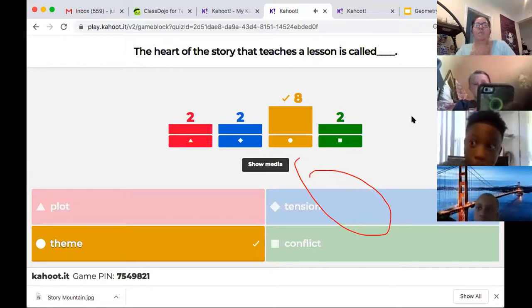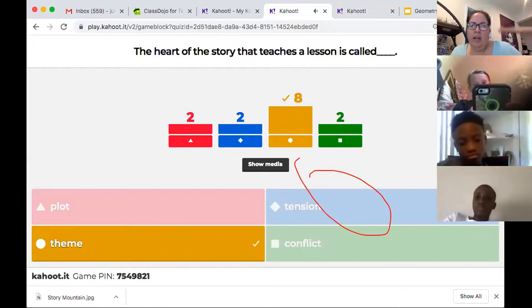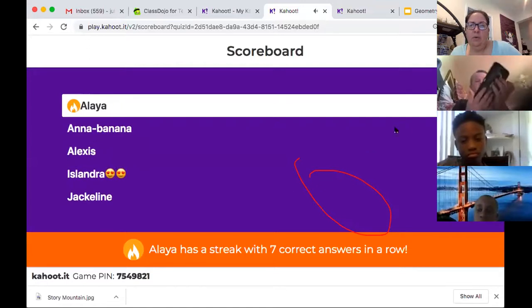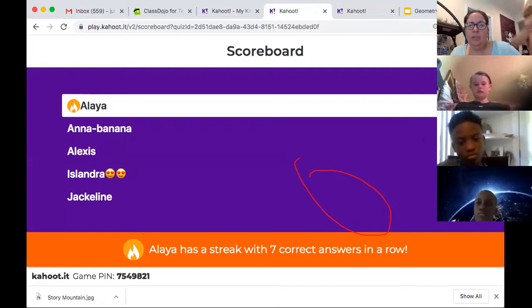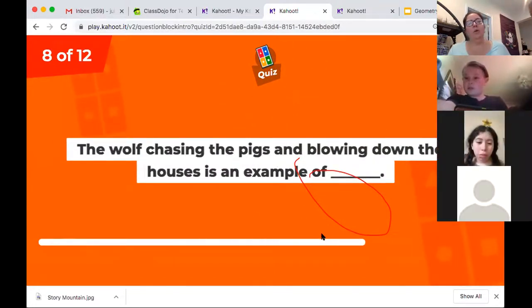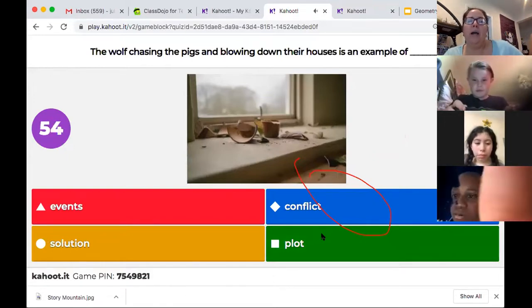Good. It's the theme. It's the lesson that you're supposed to learn. Yes, very good. Leia, you're just like killing it. Alexis, you're moving on up though. And Annalie too. All right. The wolf chasing the pigs and blowing down their house is an example of what?